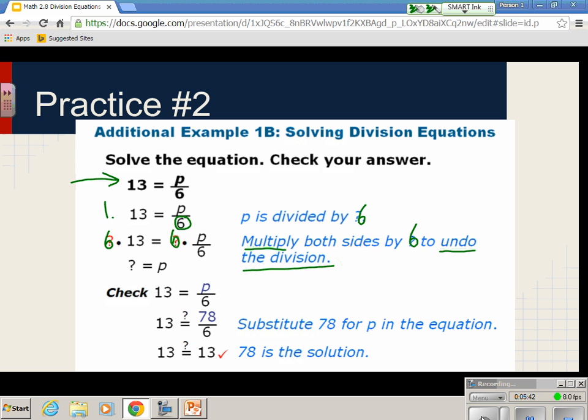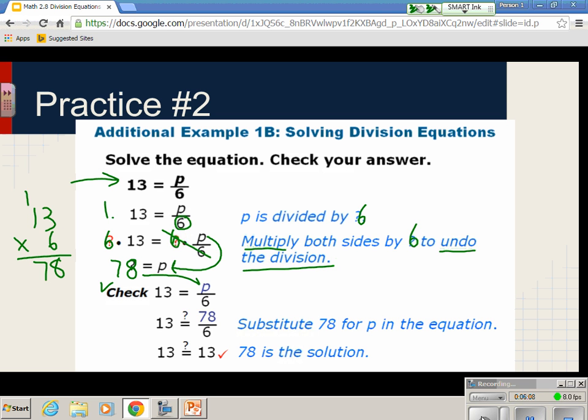Now the side with the variable, that cancels out, so the 6's are gone. You just bring the p down. And on the other side, we have to do 6 times 13. Let's do that one off to the side. 6 times 3 is 18, carry the 1. 6 times 1 is 6, plus 1 is 7. So p equals 78. And again, how can we check to see if our work is correct?